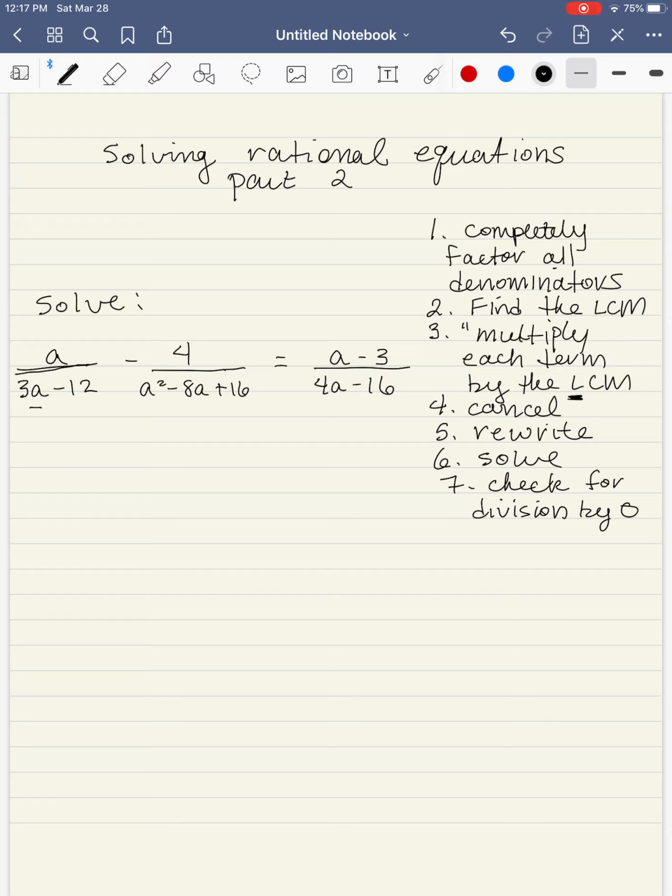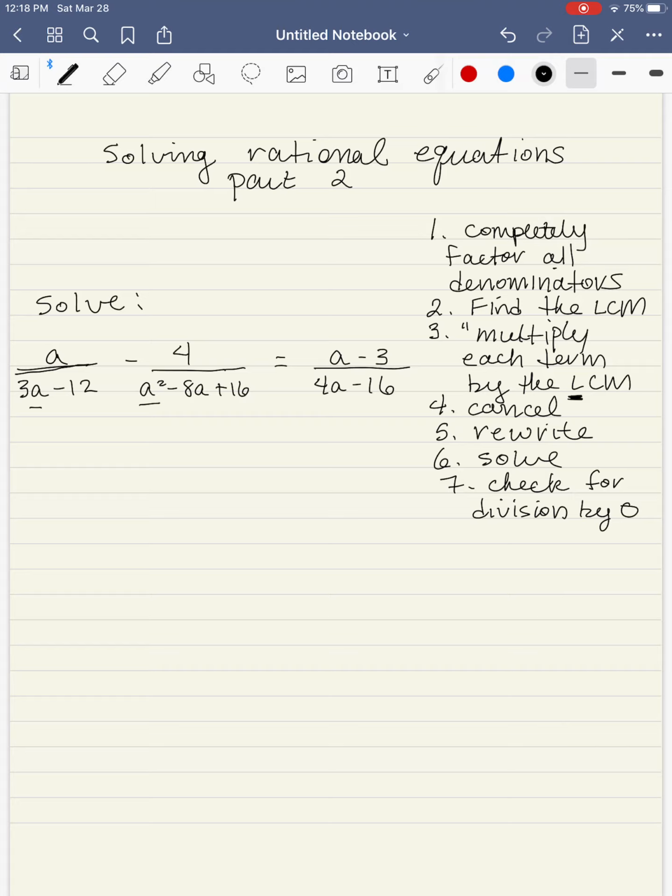So my first step is to completely factor all denominators so I know what factors I am dealing with, and I don't reuse a factor when I don't need to. I recognize that I need to do factoring if I have a common number or a common variable that I can factor out, or if I have an a squared and I can factor that into two linear factors.